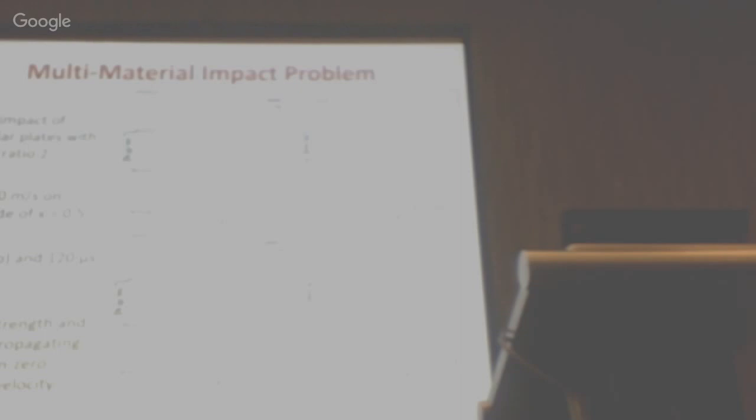So this distance is different from this distance here. Also, you have a non-zero velocity at the interface. So the denser material or the high momentum material has overwhelmed the material with lower momentum.